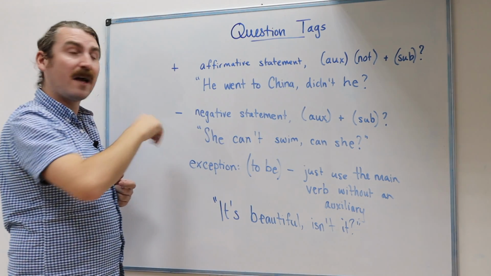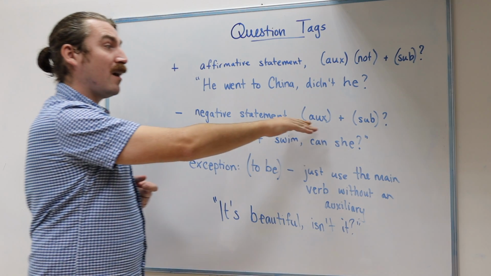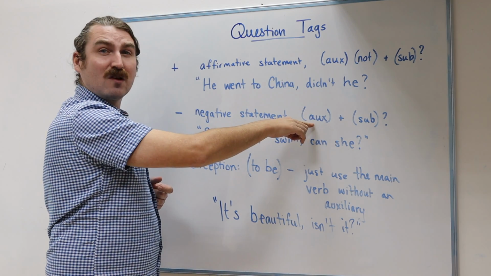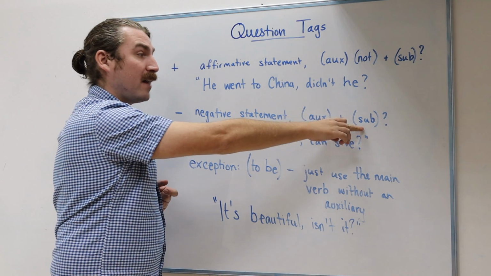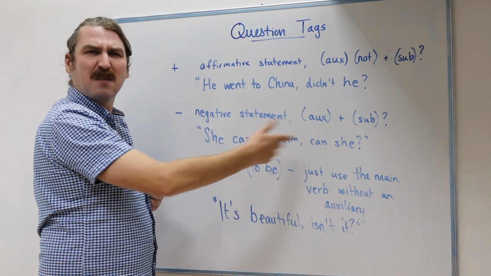You can also do it with a negative statement. Take a negative statement, and instead of using not, you just use the affirmative with the auxiliary and the subject. She can't swim, can she?